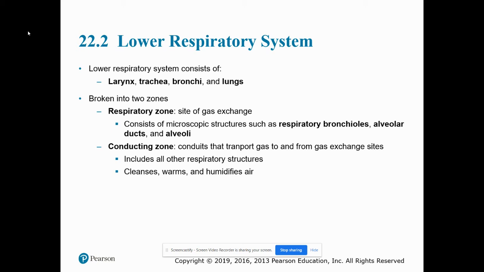The respiratory zone is going to be the site of gas exchange, and it's going to consist of microscopic structures such as respiratory bronchioles, alveolar ducts, and alveoli. And then we have the conducting zone, and these are conduits that just transport gas to and from gas exchange sites. This is going to include all of the respiratory structures, and it's also going to play a role in cleansing, warming, and humidifying air.